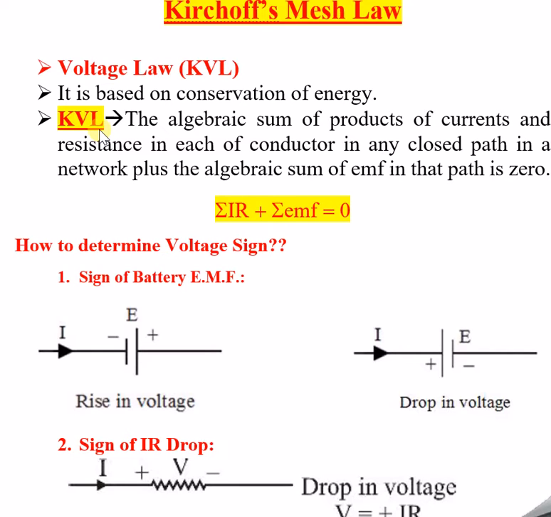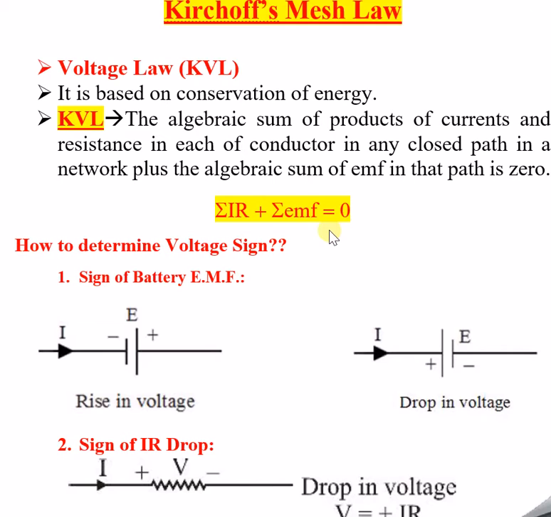Now carefully understand: the algebraic sum of the products of currents and resistances in each conductor in any closed path in a network, plus the algebraic sum of EMFs in that path, is equal to 0. This is Kirchhoff's voltage law. You can remember the law with the help of this equation. The algebraic sum of the products of currents and resistances is nothing but the voltage drop, the IR drop. So the algebraic sum of these drops plus the algebraic sum of EMFs is equal to 0. Simply remember: sigma IR plus sigma EMF is equal to 0.